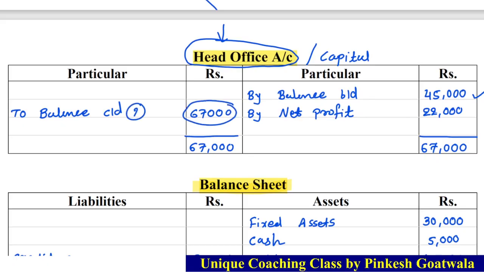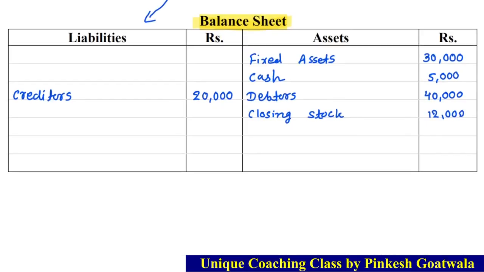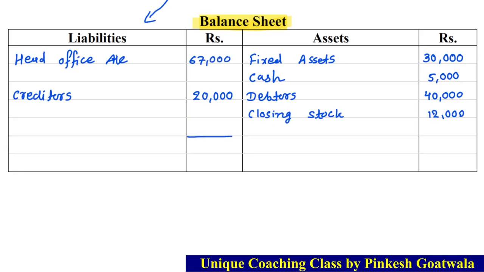Okay, આ શું કહેવાશે? Closing balance. And we know that it's a capital account, one type of capital, and a capital's closing balance we transfer to the balance sheet. Capital ની જે balance હોય આપણે balance sheet માં transfer કરીએ છીએ. So same here, this head office account would be transferred to balance sheet, liability side. Head office ની જે પણ balance આવી છે તે આપણે balance sheet માં transfer કરીશું. Head office account 67,000. Okay, let's close this.